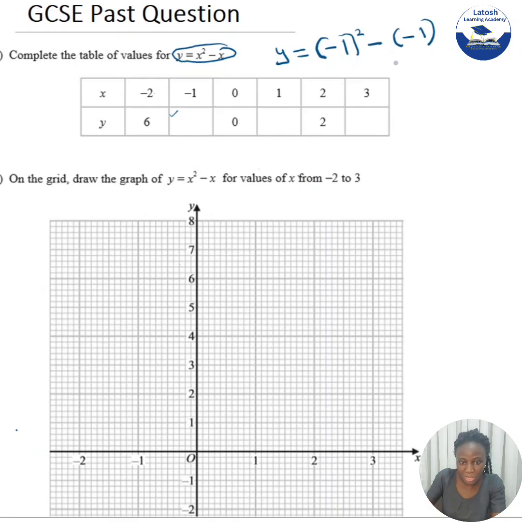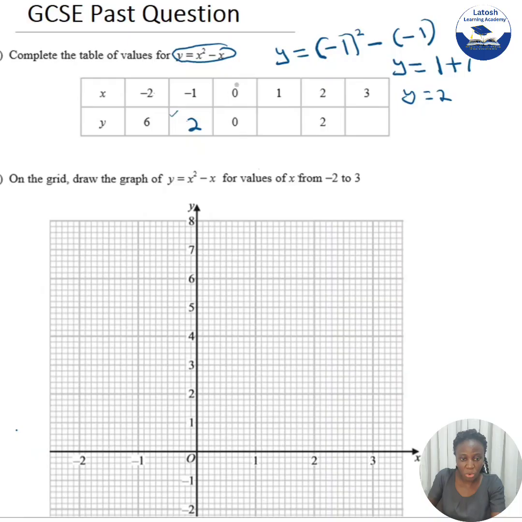Now, opening the bracket, we have y is equal to -1 times -1 will give us 1. The minus times minus will give us +1. Then our y is equal to 2. Now, when x is -1, our y is 2.